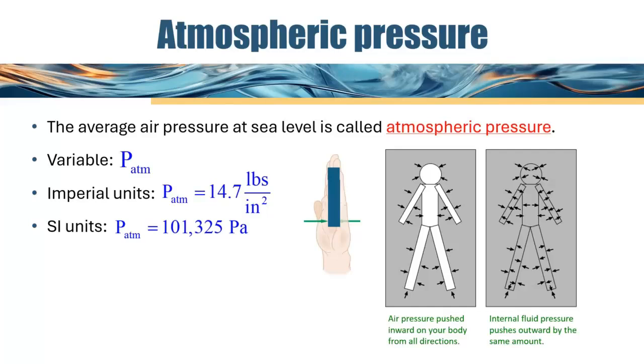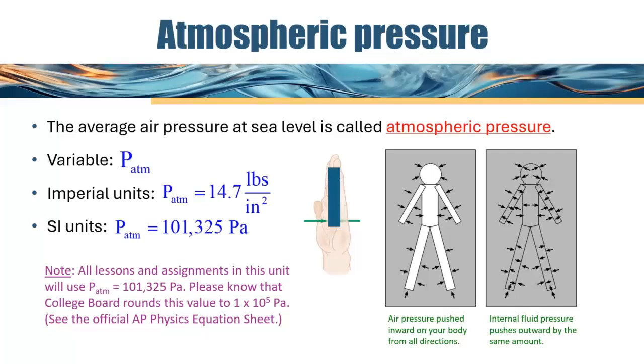I want to pause and make sure that you are aware of something. All of the lessons and assignments in this unit are going to use atmospheric pressure 101,325 pascals. However, on the AP exam, College Board rounds this value to 1 times 10 to the 5 pascals. And that value is on the AP Physics official equation sheet. So basically, you're going to use the value that College Board tells you to use. However, if you look at the internet, you look everywhere else, most people use 101,325, and that's the number that we're going to use going forward.